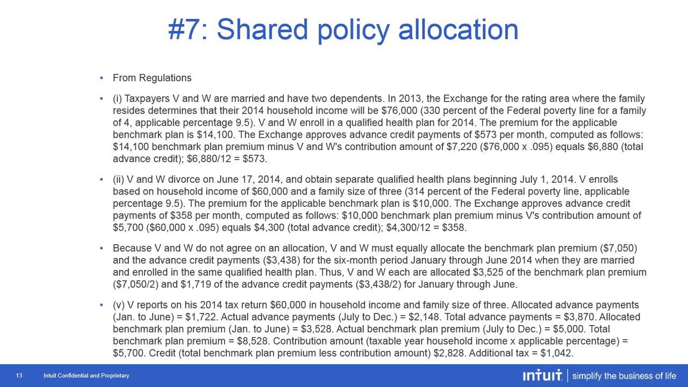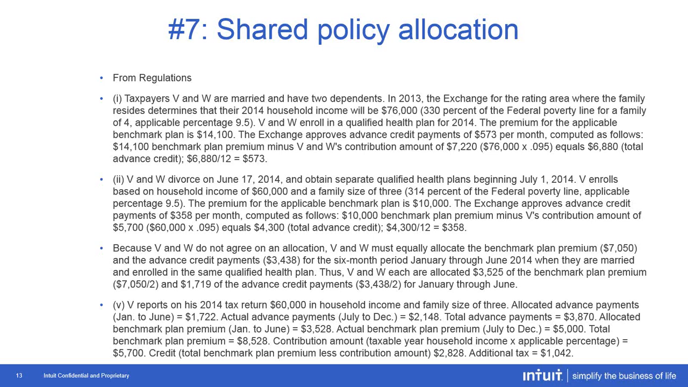V and W, on June 17, 2014, get divorced and obtain separate qualified health plans beginning July 1st, 2014. V enrolls based on a household income of $60,000 and a family size of 3. The premium for the applicable benchmark plan is $10,000. The exchange approves advance credit payments of $358 per month.